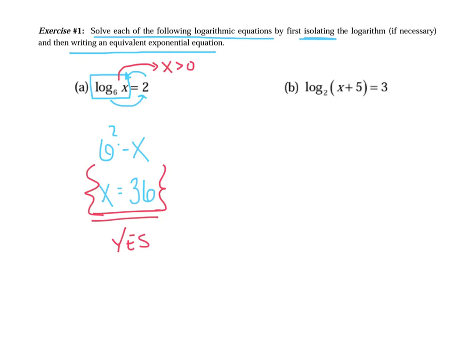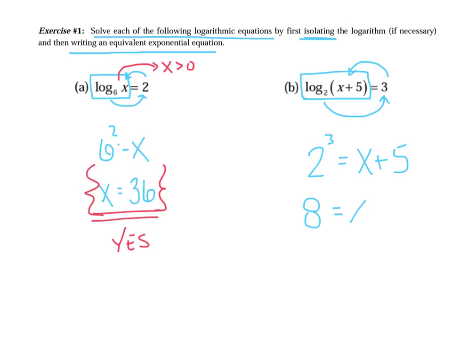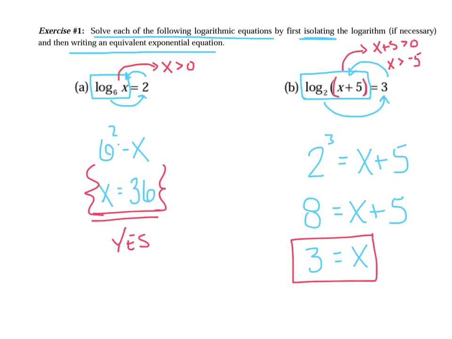All right, again, this logarithmic term is already isolated, so we can go ahead and just convert it. We could say 2 raised to the third power equals the quantity x plus 5. And let's see, 2 to the third power is really 8. So then we just subtract the 5 over, and we could say 3 equals x. What was the domain? Well, we knew that x plus 5 had to be greater than 0. In other words, x had to be greater than -5. Does the 3 satisfy that? Yes, it does. So we'll say it is indeed a solution.